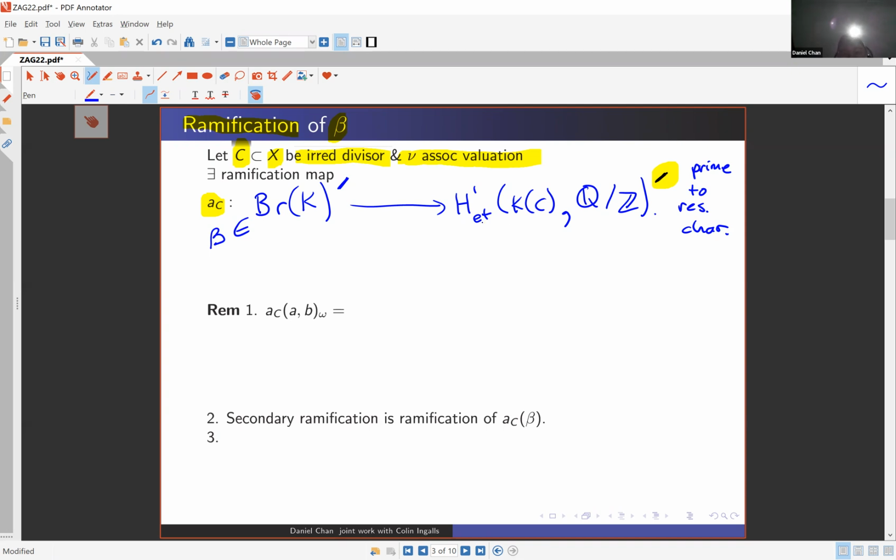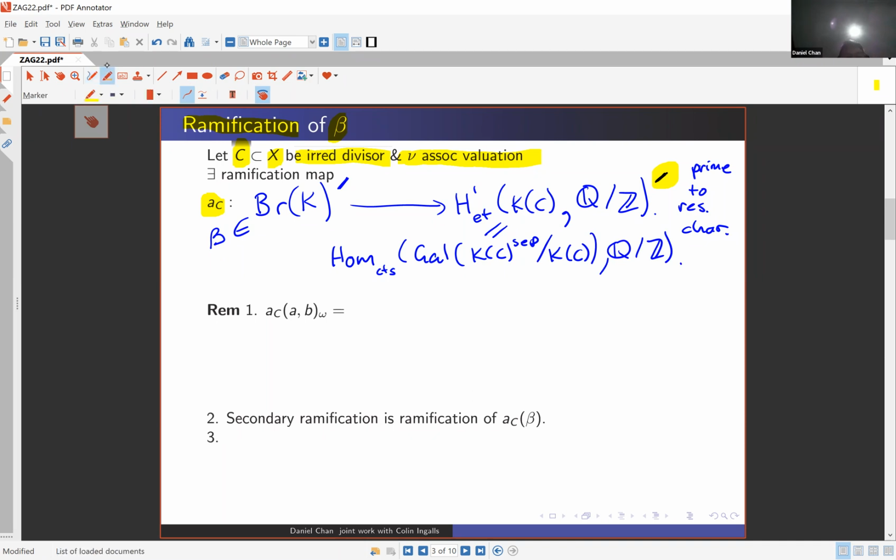If you're not too familiar with this thing on the right-hand side, let me say what this is in other terms. Another way to think about this is the homomorphisms, I guess continuous, of the Galois group of the separable closure of this over K of C into Q mod Z. Really you're just looking at homomorphisms from here to this, and so the image has to be a finite cyclic group. The important data that comes out of that is the kernel of this map. So you're really considering some finite cyclic quotient of this, so you're just looking at a cyclic extension of K of C.